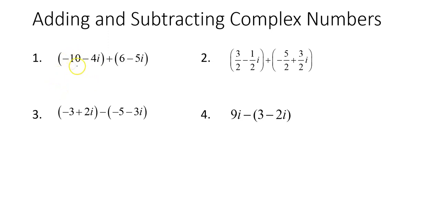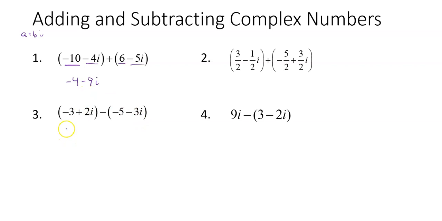So here I've got a negative 10 plus 6. Negative 10 plus 6 is negative 4. Here I've got negative 4 plus negative 5, negative 9. So again, we're writing this in a plus bi form. So I can see the real part is negative 4, the imaginary part is negative 9.